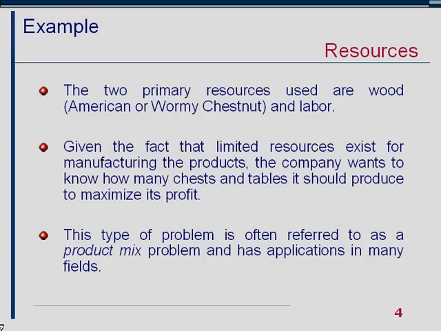The two primary resources used are wood, both American and Army chestnut, and also labor. Given the fact that limited resources exist for manufacturing the products, the company wants to know how many chests and tables it should produce to maximize its profit. This type of problem is often referred to as a product mix problem, and it has applications in many fields.